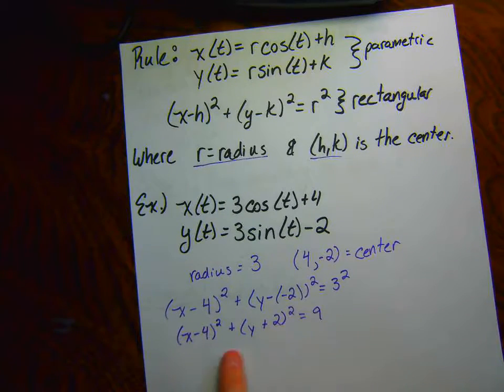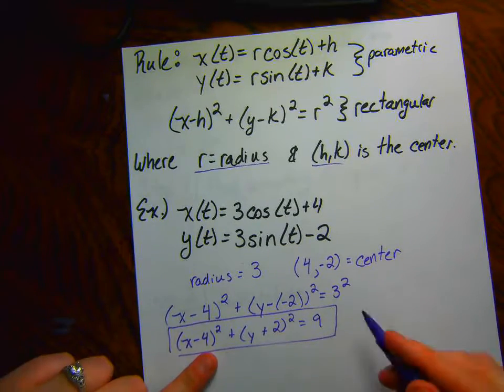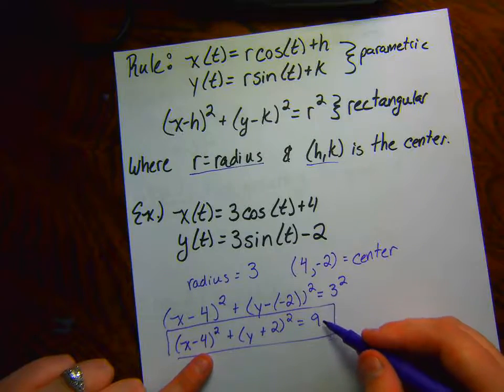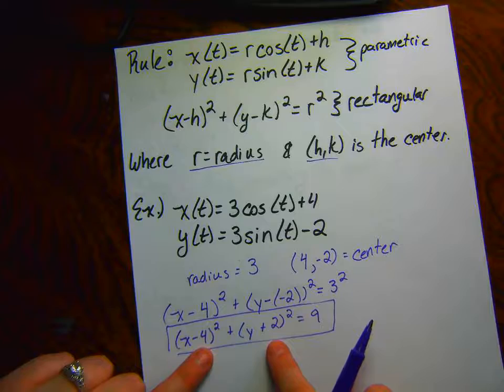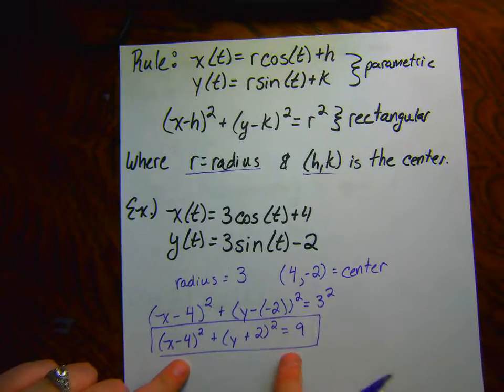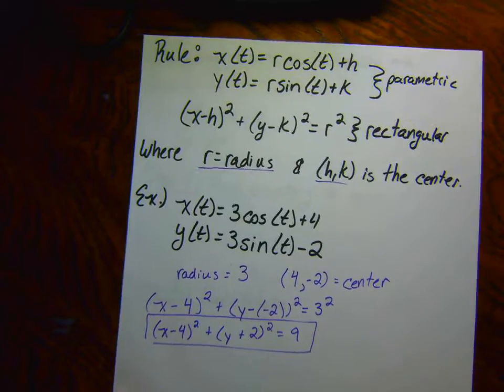Now you can expand this and simplify it out. I'd rather you leave it in this form, because I can look at it and easily say, okay, that is a circle with radius 3, centered at 4 and negative 2. So leaving it like this actually tells me more than if you expanded it.